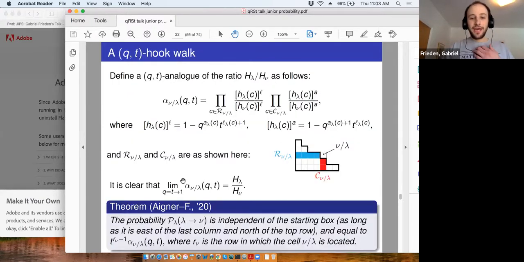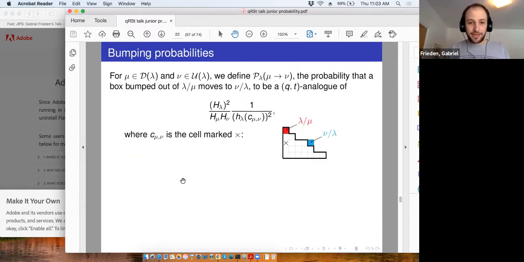Okay. Right. So there were these two things we had to do. We had to define the probability for adding a new box, and then we also have to define bumping probabilities. The bumping probabilities are more complicated, and we don't really have as good of an understanding of them.